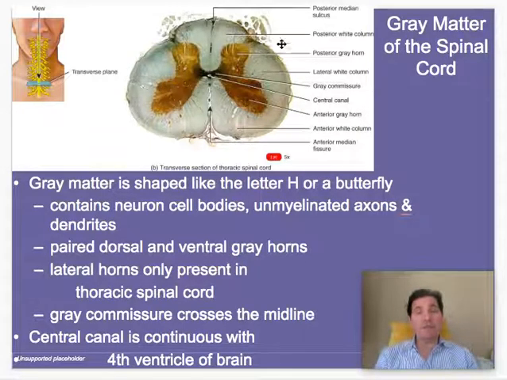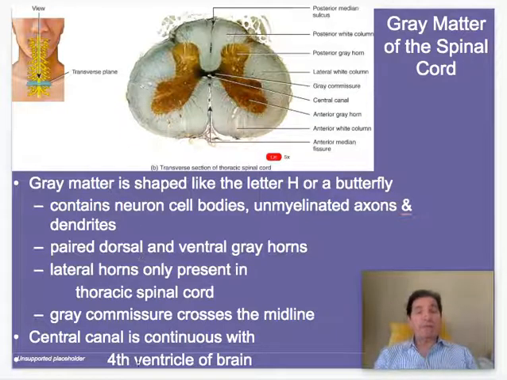Notice it actually has this appearance. And one of the things that you may have noticed, it has that butterfly appearance inside. So when you're looking at it, the butterfly is unmyelinated, which means it's made up of gray matter. On the outside is white matter. So basically, we actually see this.